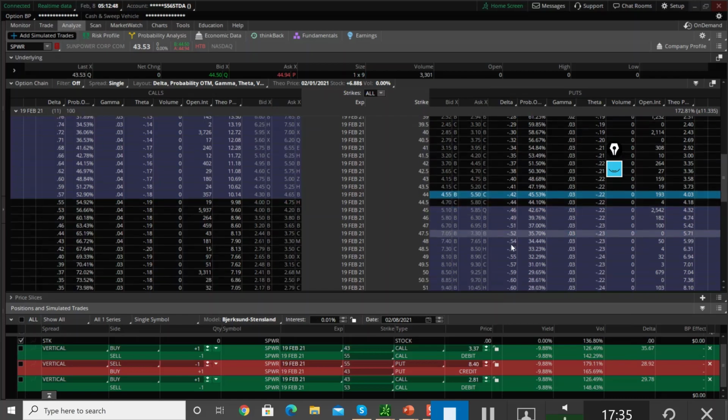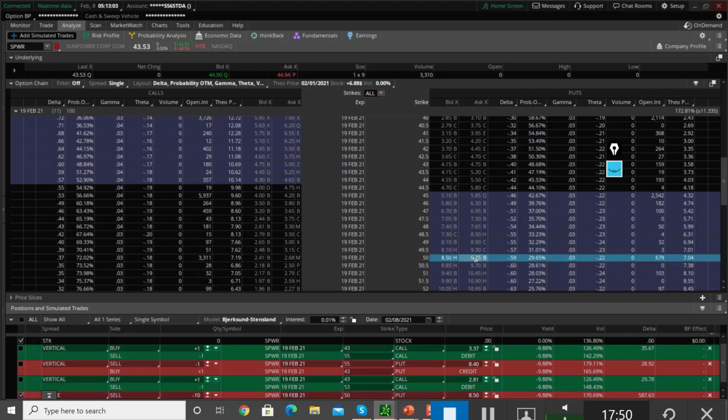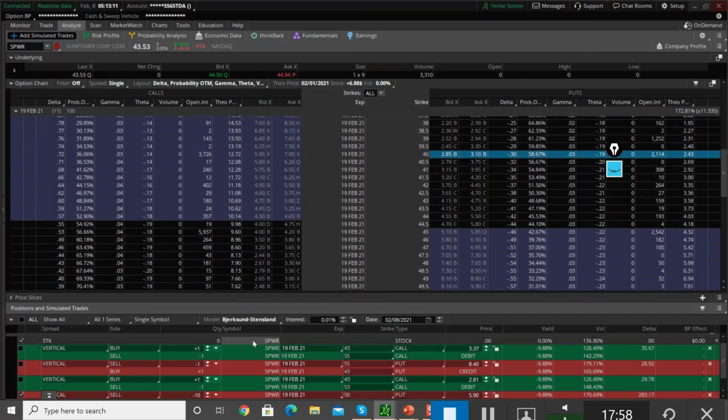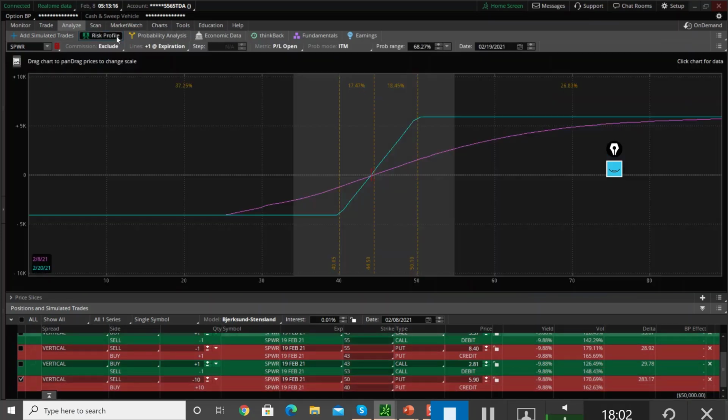But, so, delta 60, and we said the one with the most, we'll go 50s, just because they have more open interest, sorry. There, and 40. You can hold down control and click, and it brings it up, and then it puts it all together without having to do all the clicking.